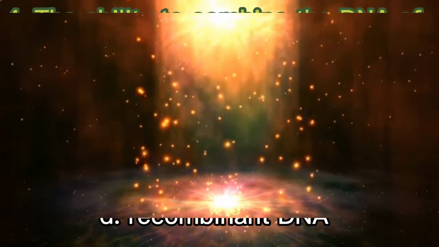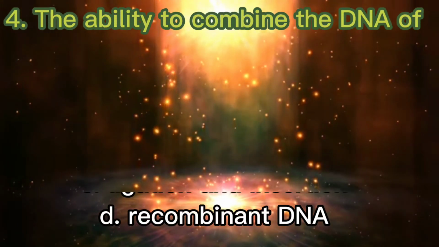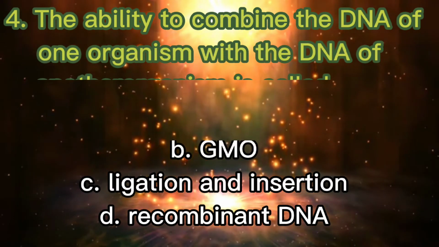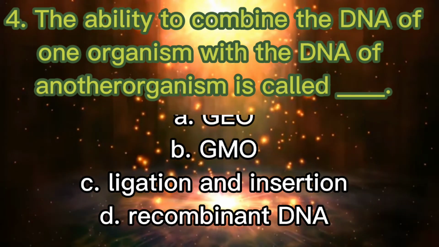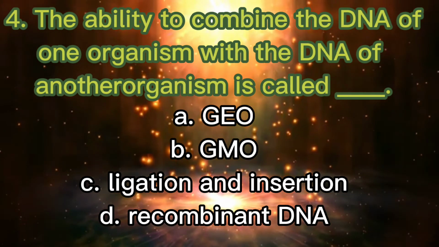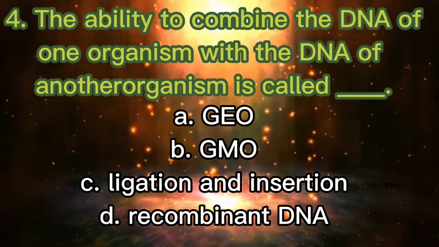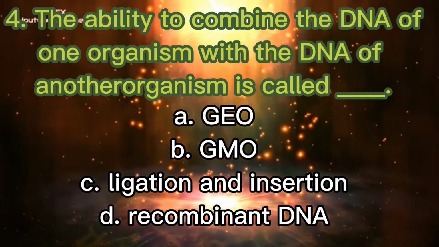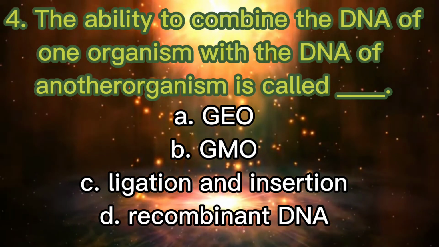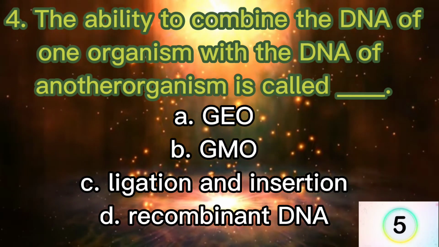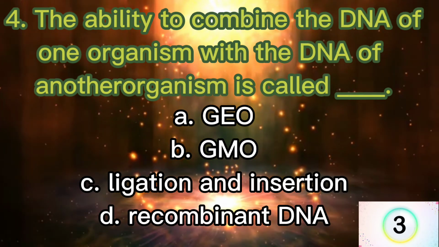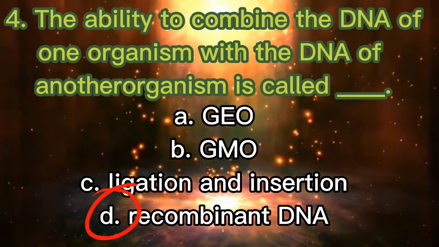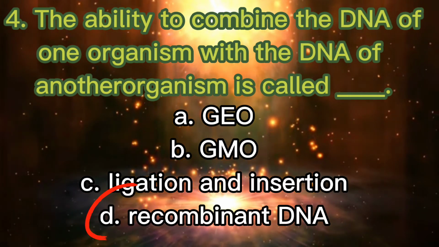Number 4. The ability to combine the DNA of one organism with the DNA of another organism is called blank. Letter A, GEO. Letter B, GMO. Letter C, ligation and insertion. And letter D, recombinant DNA. You're right. The answer is letter D.